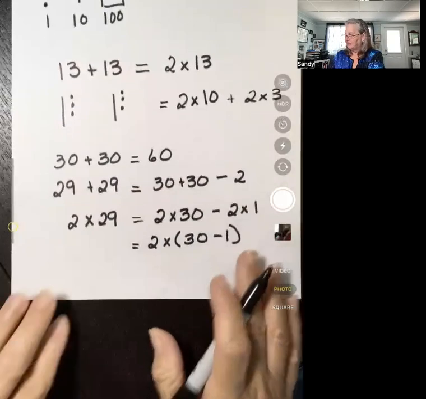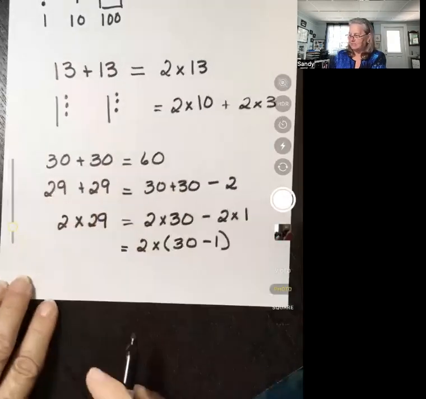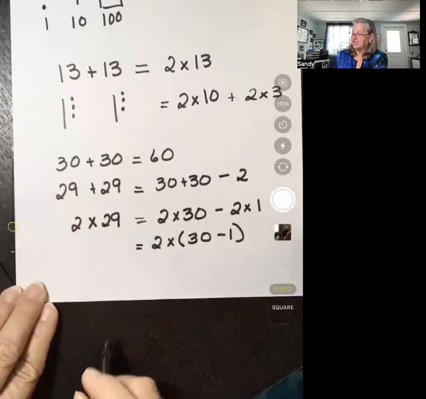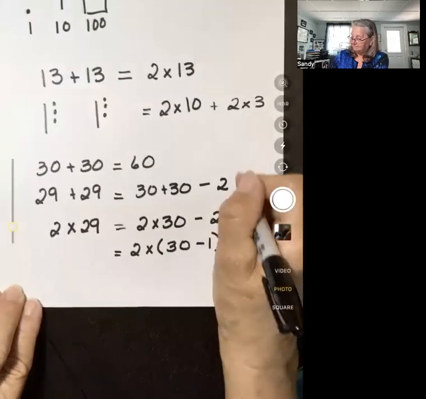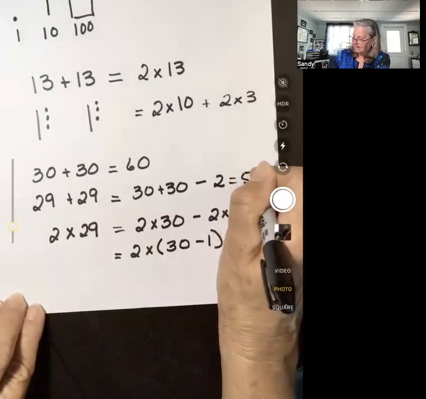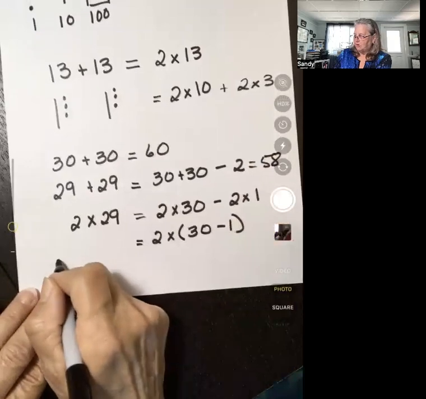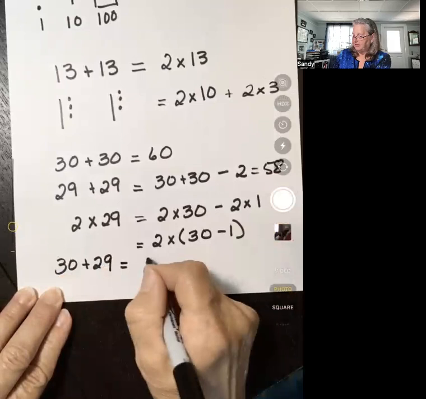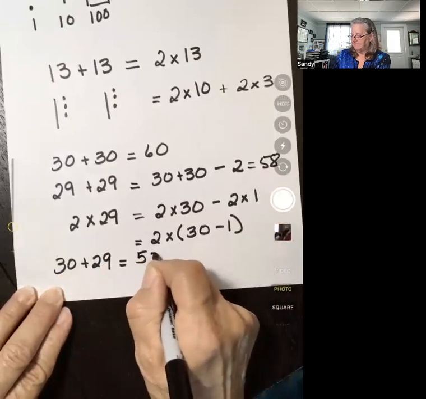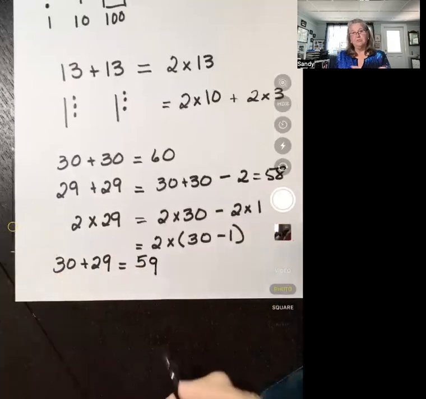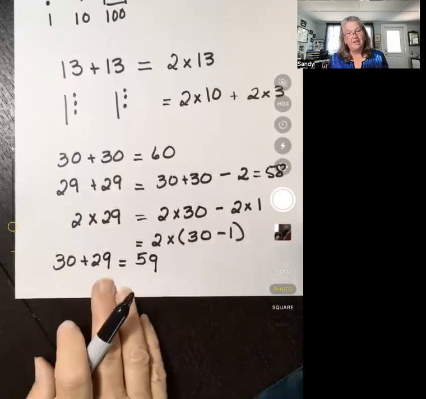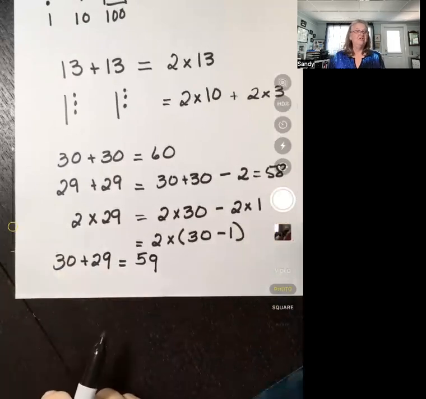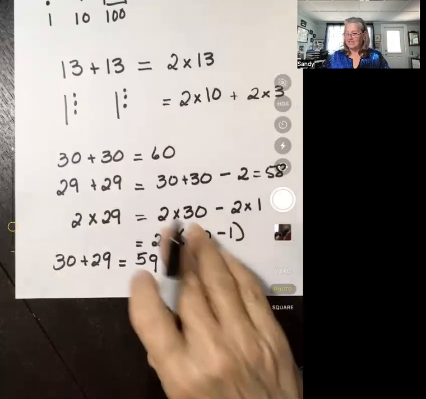And once I know this, I can use this for double 30 minus 2. So this must be 58. I can also use it for this, which must be double 30 minus 1. So I could use place value, 30 plus 20, but I could also use a double strategy for doing this. So we have many options related to these.